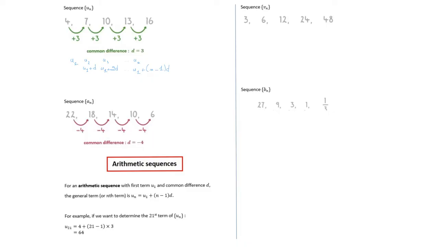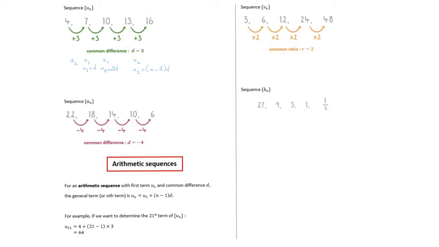However, all the sequences are not arithmetic. Let's have a look at this sequence Vn. To get from 3 to 6, we add 3. To get from 6 to 12, we add 6. Therefore, this sequence is not arithmetic. But to get from 3 to 6, we multiply by 2. To get from 6 to 12, we multiply by 2 again, etc. Each time we multiply by the same number. So we have a common ratio, 2.